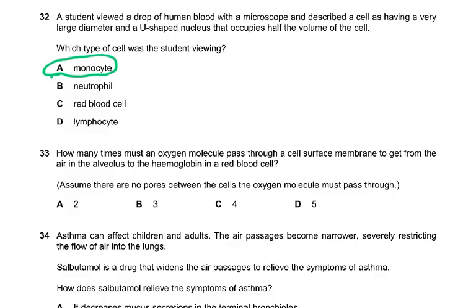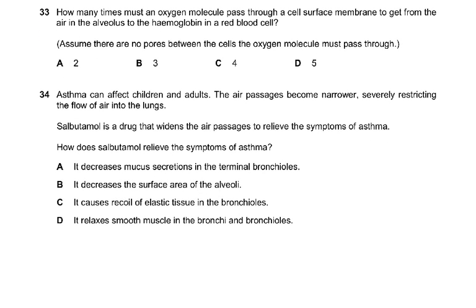Then it says question number 33. How many times must an oxygen molecule pass through a cell surface membrane to get from the air in the alveolus to the hemoglobin in the red blood cell? Oh, this has come so many times. Assume there are no pores between the cells the oxygen molecules must pass through. So how many times do they pass through a cell surface membrane? So the answer is 5.